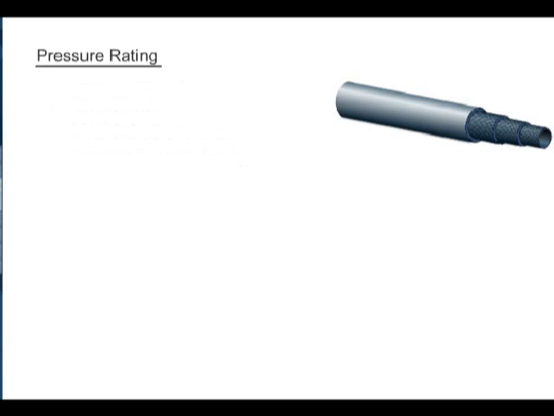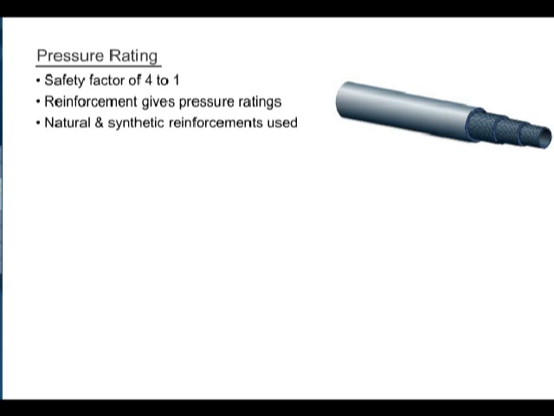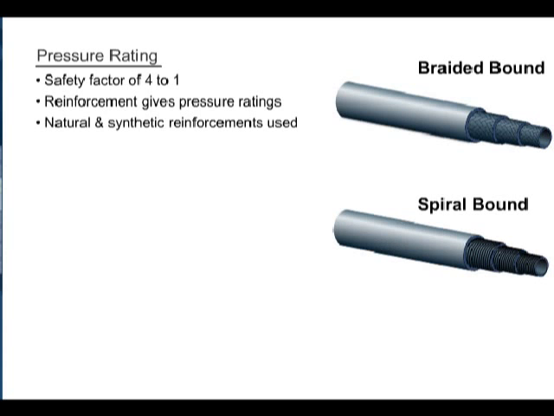Hoses are usually pressure rated with a safety factor of 4:1. Different types and amounts of reinforcement give the hose specific pressure ratings. The reinforcement may be a natural or synthetic fiber or metal wire. The reinforcement may be braided or spiral bound. Required hose size depends on the volume and velocity of the fluid flow.